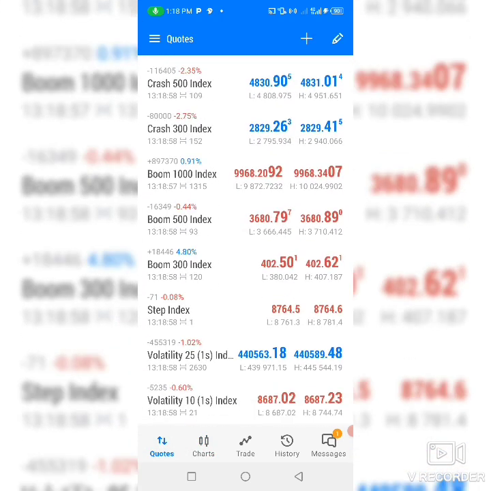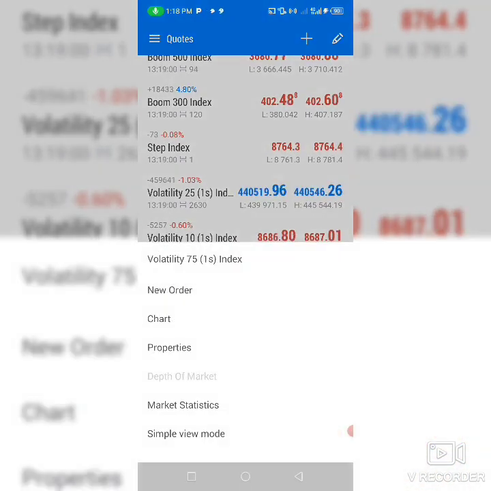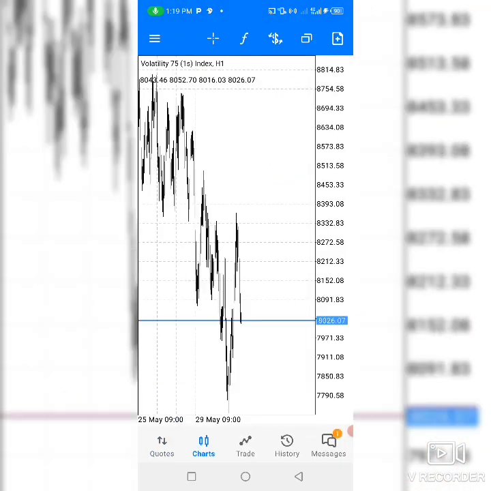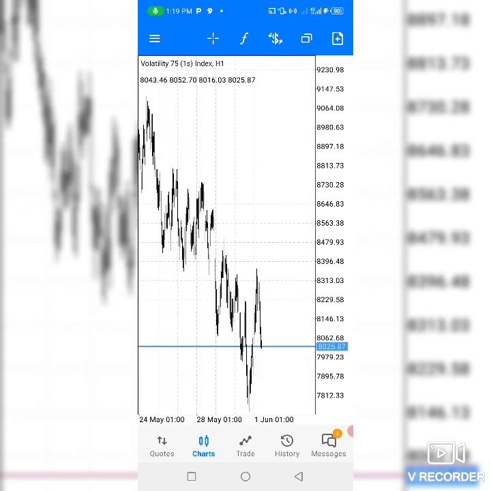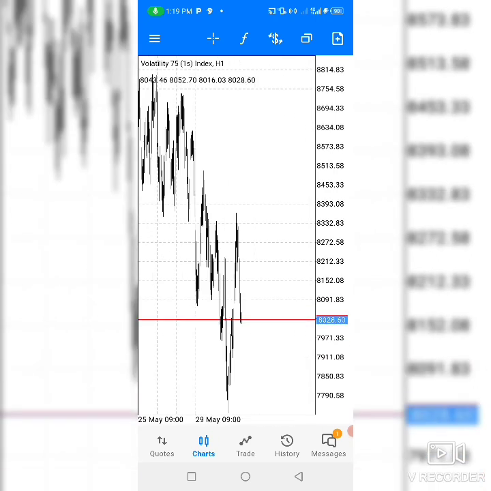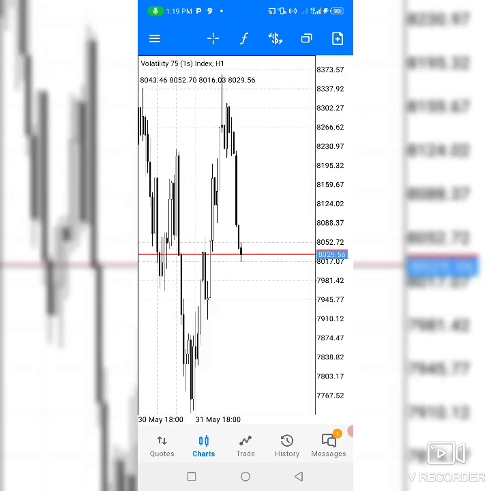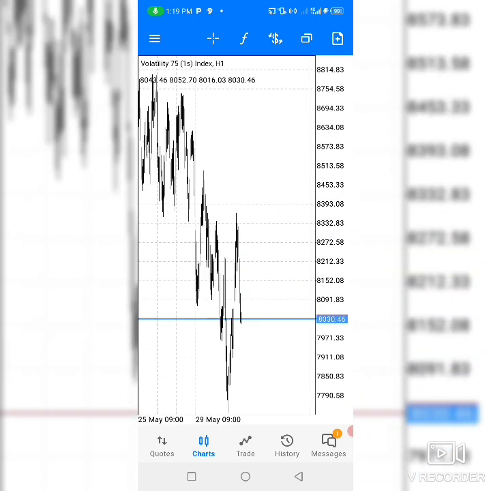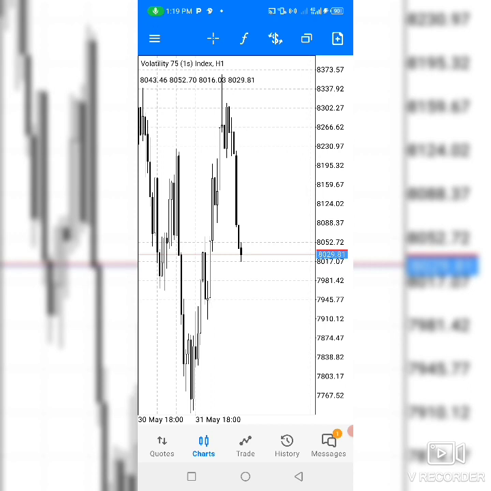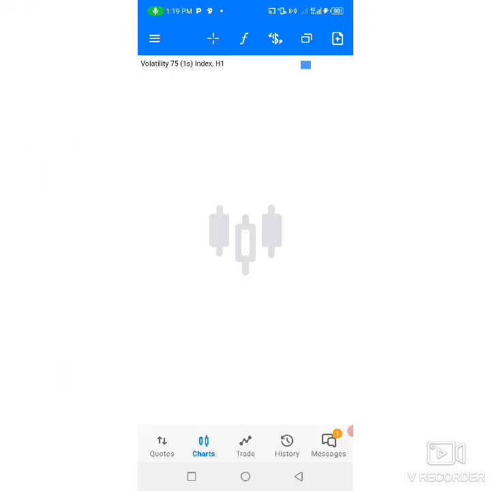We are going to volatility 75 1S, and it's a selling market. This is the H1 time frame. You should know there's a time frame because we are using 6 hours contract time. Right now it's selling, but we don't have a place to enter this trade. We can't just enter here. Let's assume we take a sell signal here.